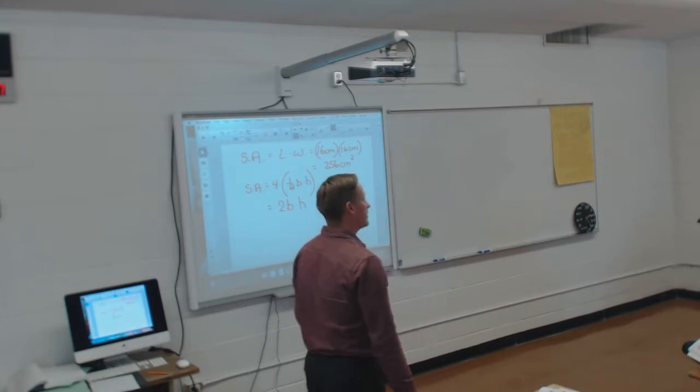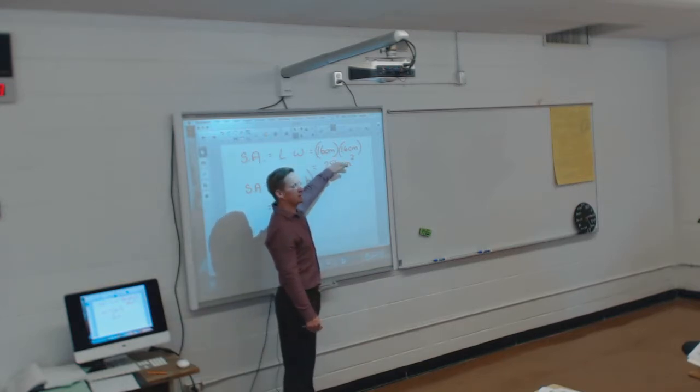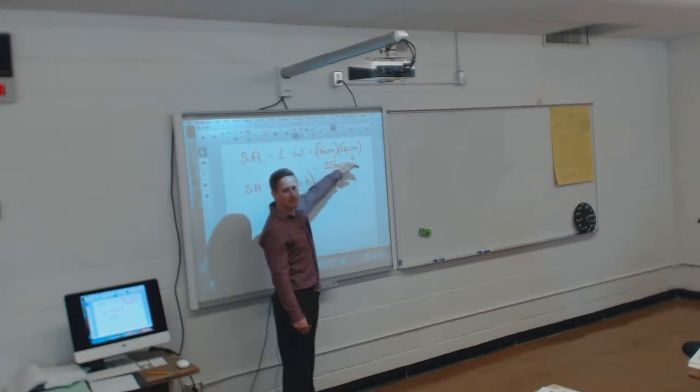2bs plus b squared. Here's b squared. There's your base. Because it's a square, it's b times b. In this case, 16 times 16. We agree?